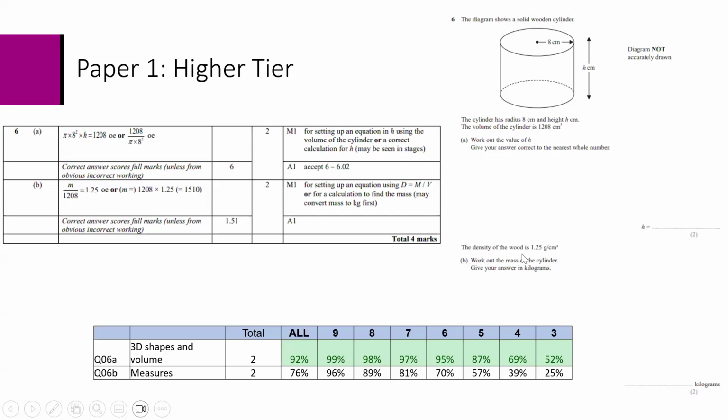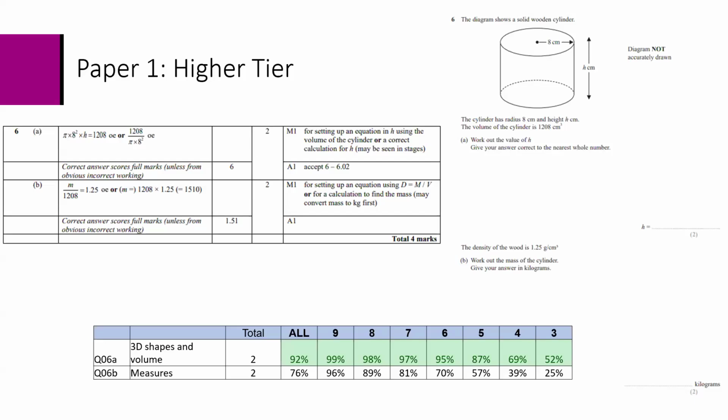Part B, the density of the wood is 1.25 grams per cubic centimeter, and work out the mass of the cylinder. Give your answer, and here's the key point, in kilograms. So, just to refresh that point, I am seeing students struggling with shape and space questions where algebra is embedded in. If you're making entries for the November-October series, when you're practicing questions with students, make sure that you're giving your higher tier students good experience of algebra embedded in shape and space questions. So for your foundation tier students, basic shape and space questions.